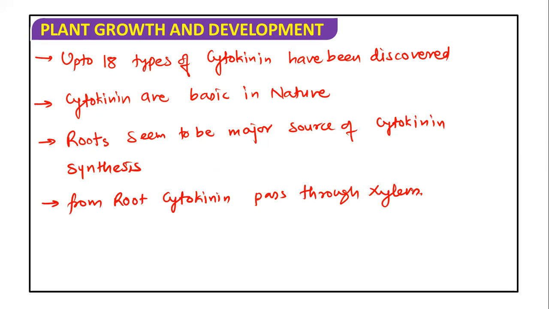And some cytokinin synthesis also takes place in other areas where cell division occurs. There is the endosperm region of seeds, growing embryos and developing seeds, young fruit, developing shoot buds, all those things. And coconut milk is also a rich source of cytokinin. So that is about the discovery, we can say.